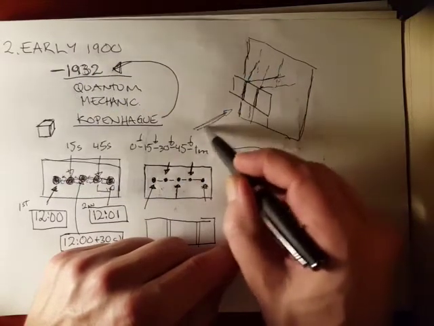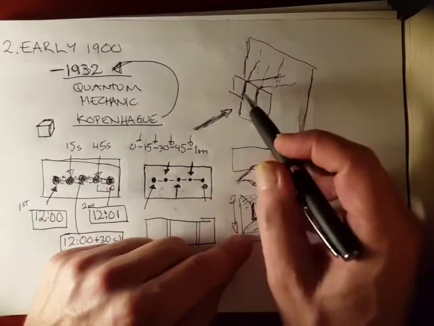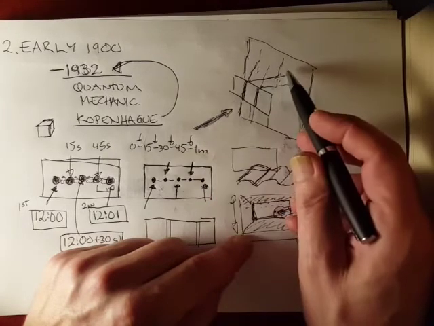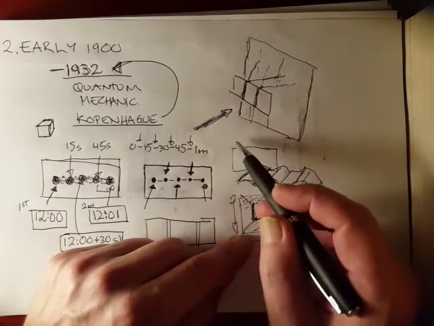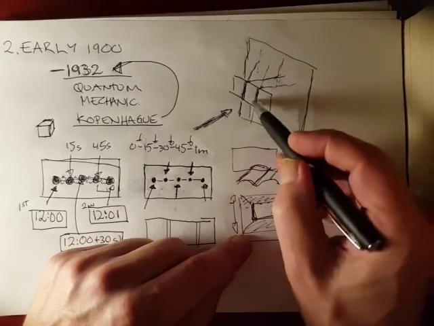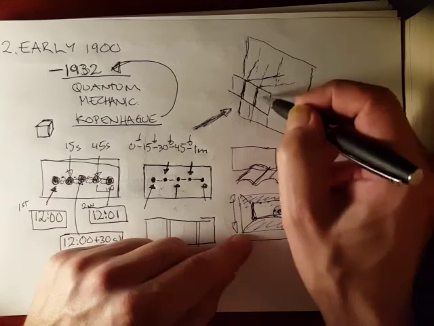And the same thing is with a light wave. It is defined everywhere. A light wave is defined everywhere in space. So when the light wave comes to the slits, it's going to pass both slits. And of course it's not going to pass where the block is.